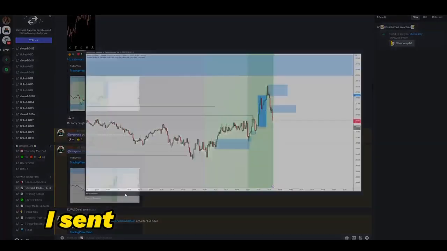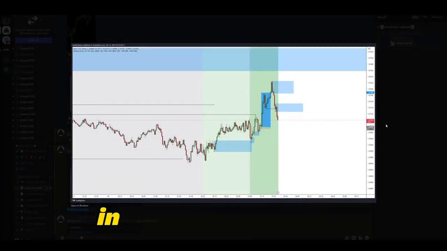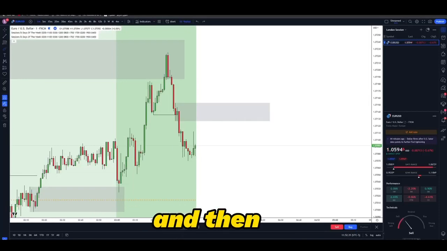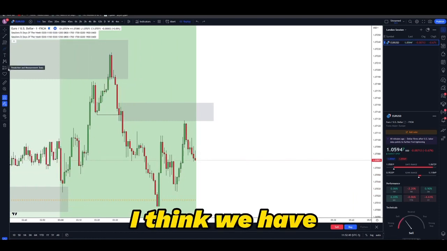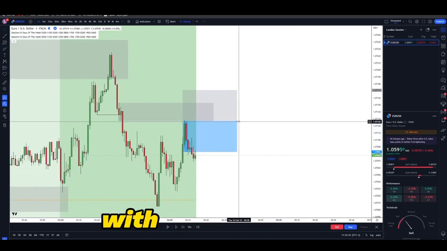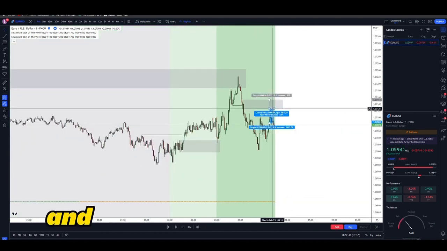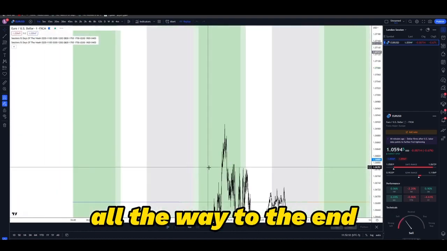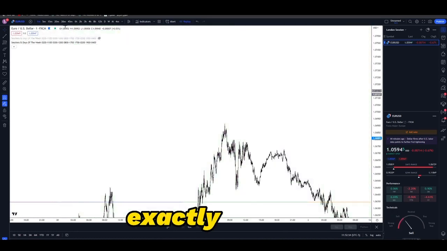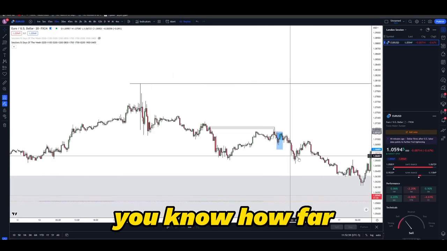So as you guys can see, I sent both of these zones out, and I notified all the members that these are the sell zones for Euro USD, because now we're officially in the level of supply. And then as you can see, a couple of traders may have set limits. I think we set a limit. I'll provide you all with the screenshot of the entry later on. But yeah, so this was the entry, and I'm not even going to try to do this justice. Let's just skip all the way to the end, and you guys can see for yourself how far this sell really sold off for.